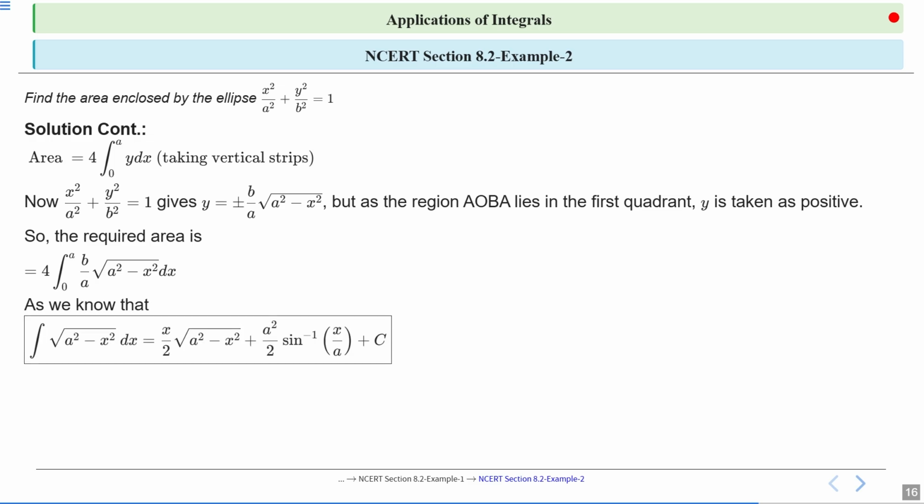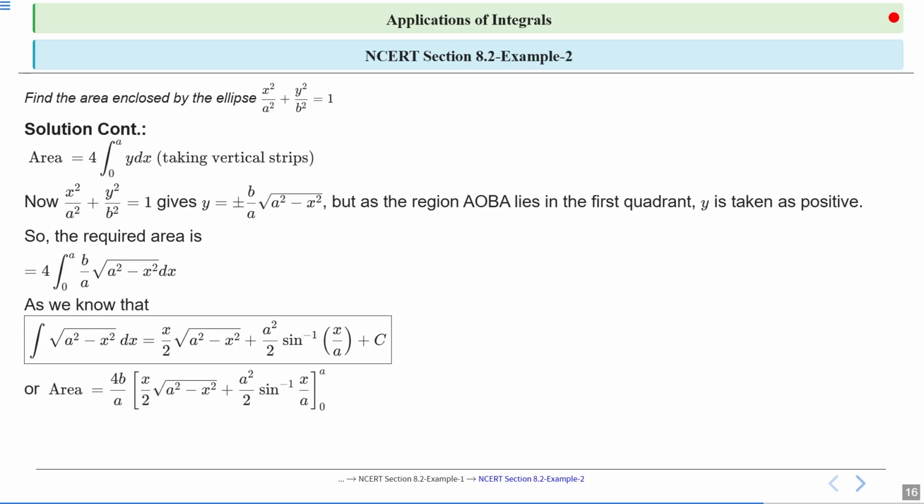Now, as we know, the integration of root under a square minus x square dx is equal to x by 2 root under a square minus x square plus a square by 2 sine inverse x by a plus c. That is the value of the indefinite integral. But to find the definite integral, we have to find the value of the antiderivative. And antiderivative and indefinite integral are the same. The only difference is the constant of integration.